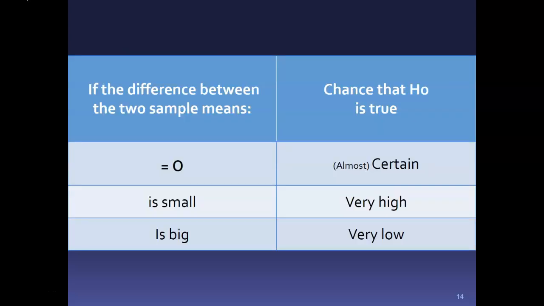If the difference between the two sample means is 0, in other words, no difference, then the chance that the null hypothesis is true is pretty certain. If the difference between the two sample means is small, well, then there's still a pretty high chance that the null hypothesis is true. But if the difference between the two means in our sample is big, then the chance that the null hypothesis is true is very low, and we would reject the null hypothesis.